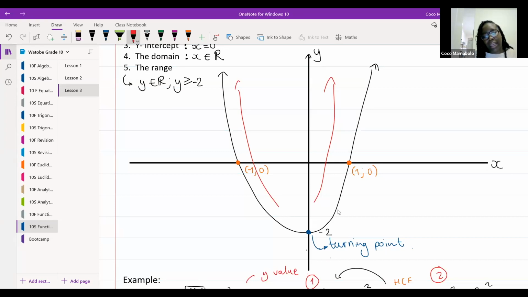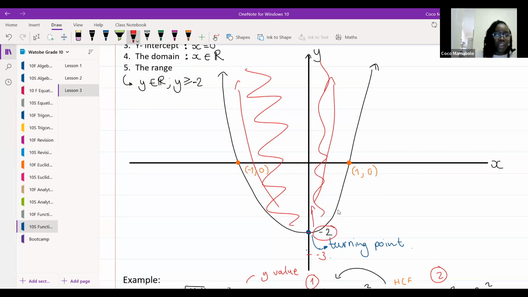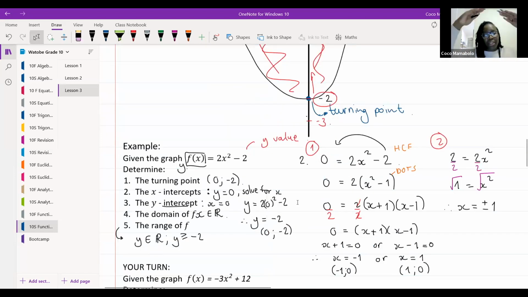I know, Aviani, that I can't get -3. Do you agree with me? We can't get -3. Yes, I do. Yeah, because the graph doesn't come this far down. So my graph is only all these real numbers over here, but it can't be anything less than -2. So the y values must be greater than or equal to the turning point. That's why when we write it, y is an element of all the real numbers, but only the real numbers that are greater than or equal to -2.